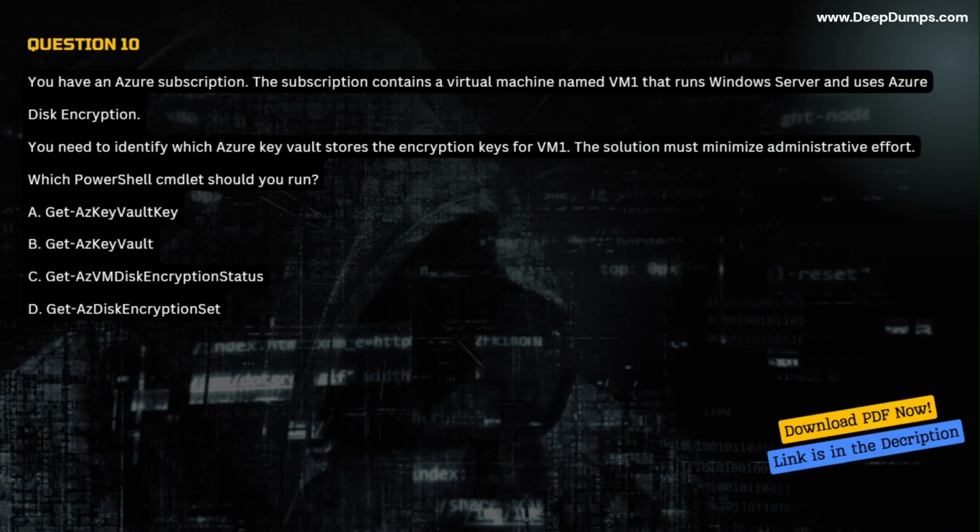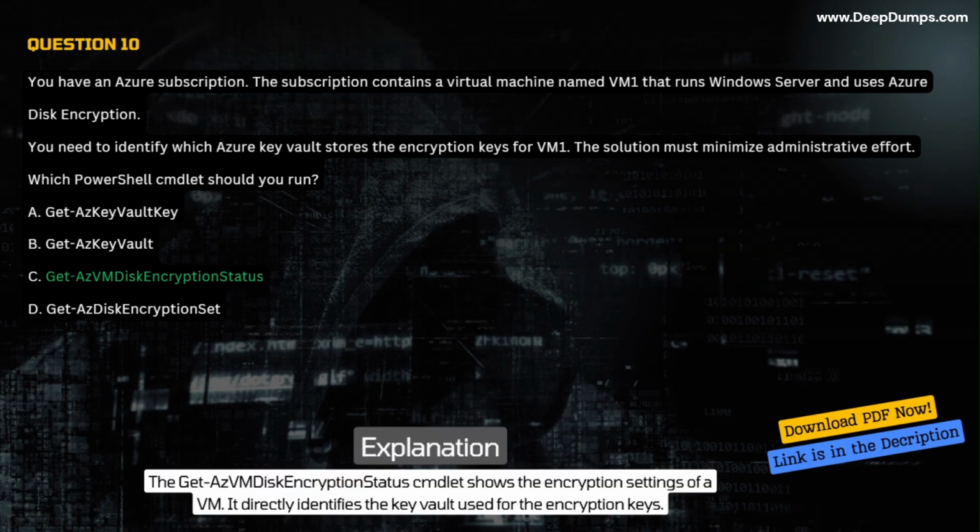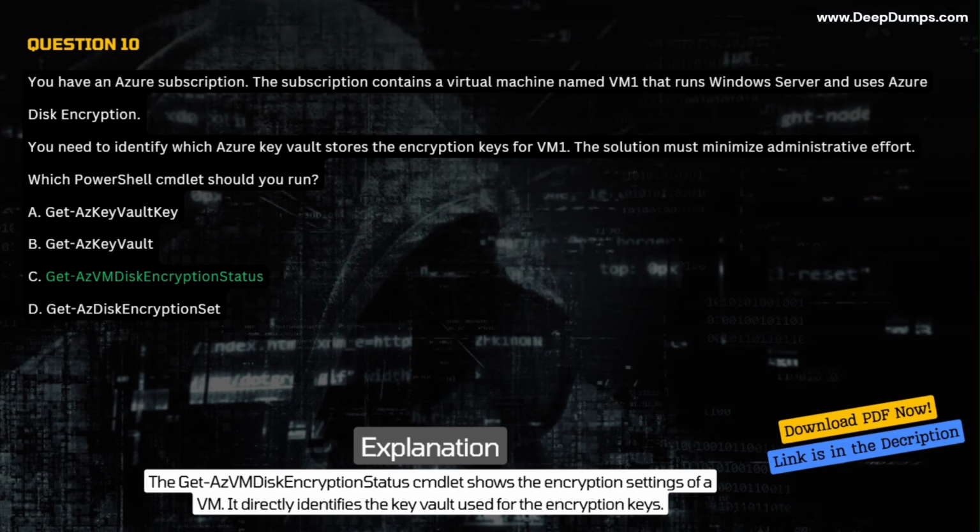A. Get-AzKeyVaultKey. B. Get-AzKeyVault. C. Get-AzVMDiskEncryptionStatus. D. Get-AzDiskEncryptionSet. Correct answer C. Get-AzVMDiskEncryptionStatus. Explanation. The Get-AzVMDiskEncryptionStatus command shows the encryption settings of a VM. It directly identifies the key vault used for the encryption keys.